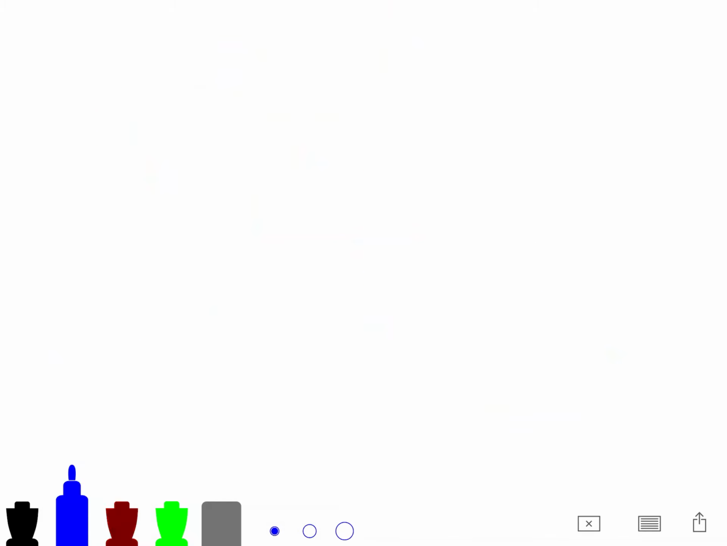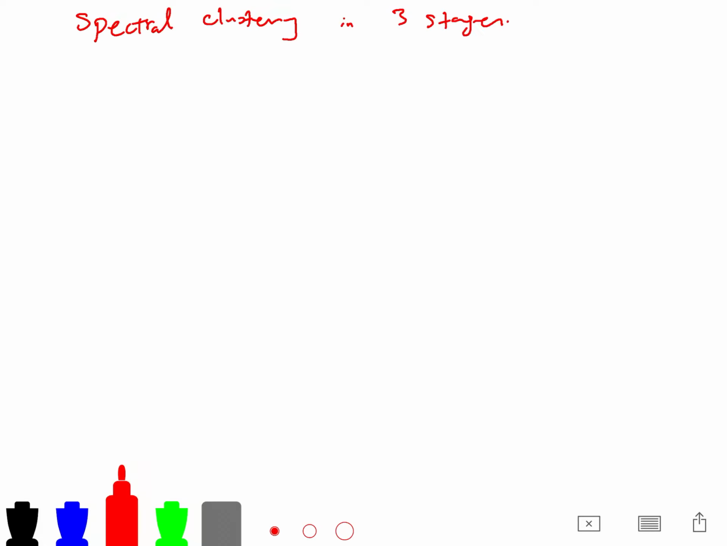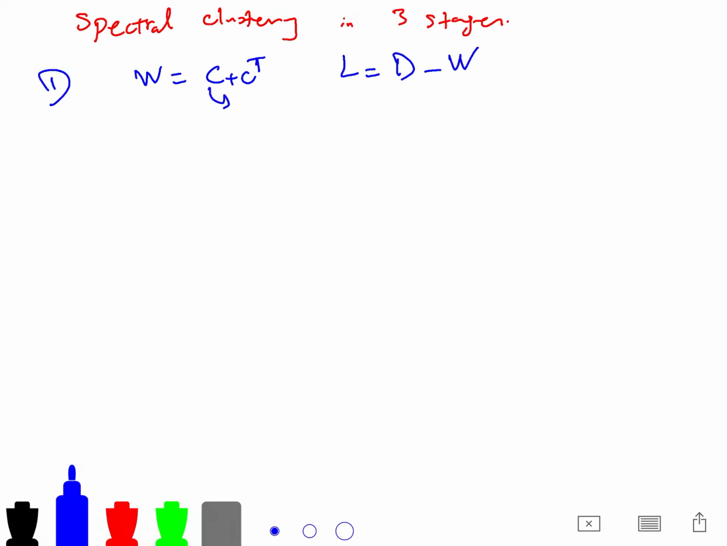And now that you know all the definitions and concepts, let's do the final action. This is called spectral clustering. And I do it in 3 stages. First, you construct the matrix representation of the graph, and your adjacency is C plus C transpose, and your Laplacian is D minus W. Of course, C, you know it if you have seen my lectures on subspace clustering. You calculate C using ADMM, and you form the Laplacian.